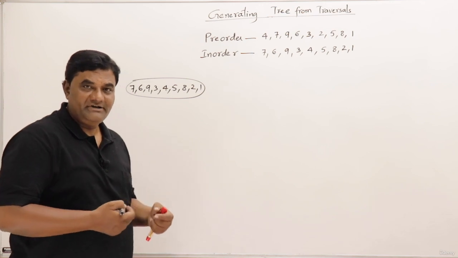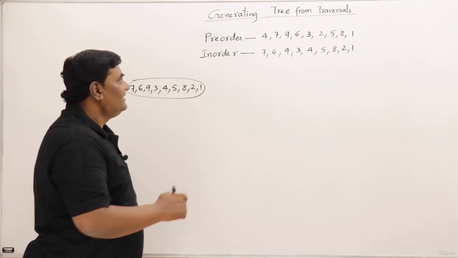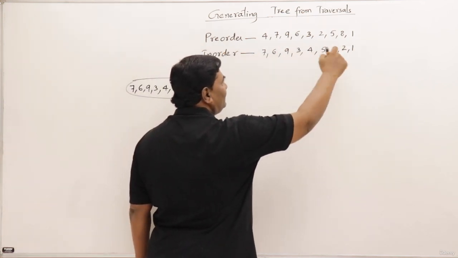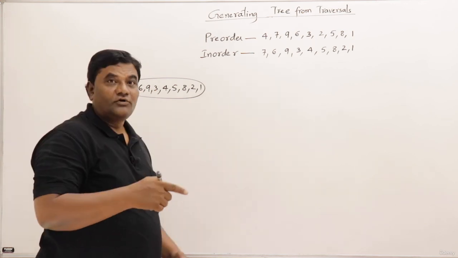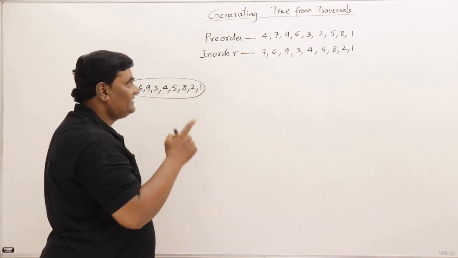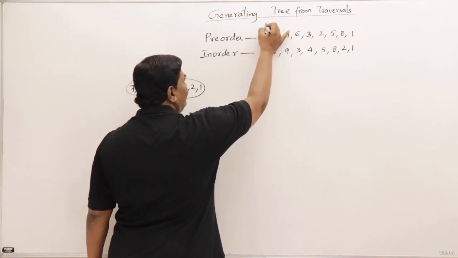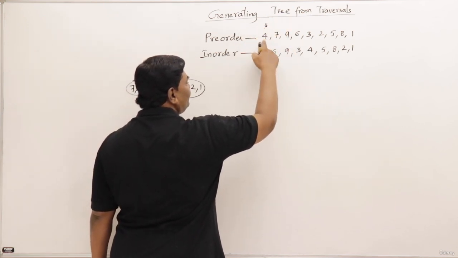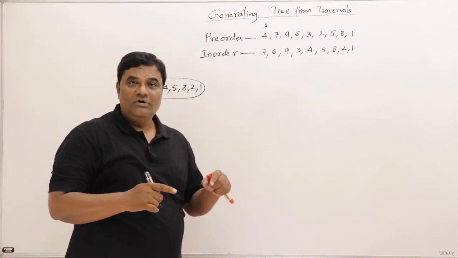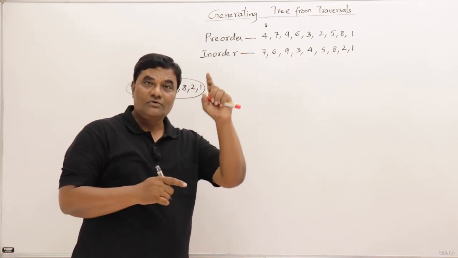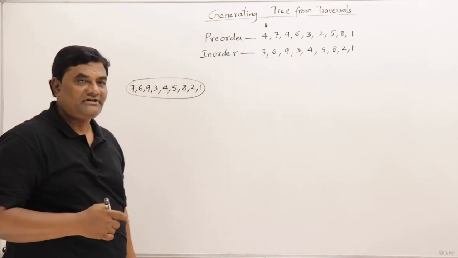Now, the repeating procedure. Means the steps will be repeating. What to do? Scan through pre-order by taking one element at a time. Then what to do with each element? Let us see. First step I am showing you. Take the first element from left to right. So the first element is 4. So 4 is root. You remember what will be the first element in pre-order? Root of a tree. So 4 is the root of the tree.